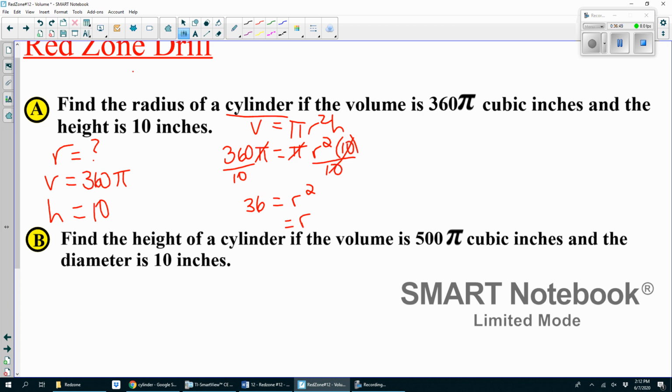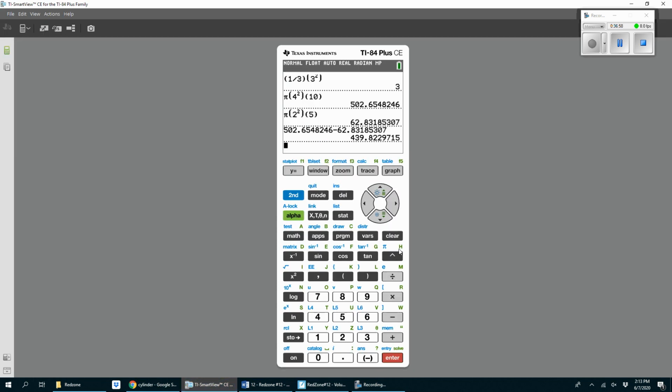So how do I get rid of the squared? I need to do the opposite of that. The opposite of squaring something is square root. And when you get the graphing calculator in high school, which you will, to get to the square root button, it's right above the x squared button.